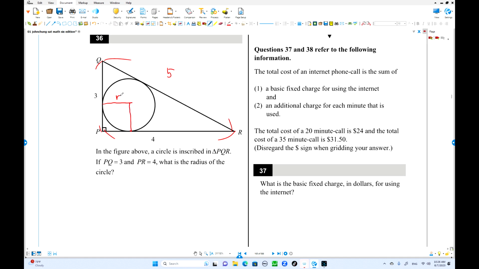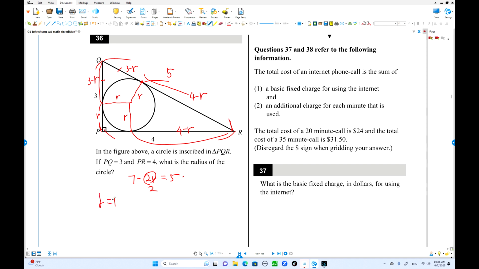This is tangent, this is R, also this is R, right? If this is R, so this side is 3 minus R. Also, this is tangent, they're already equal, right? This is also 3 minus R. What is the length of this one? 4 minus R. The length of a tangent to a circle is already equal, right? This is also 4 minus R. The sum of these two must equal 5. 3 plus 4 is 7, minus 2R equals 5, okay? So 2R is 2, so R is 1.